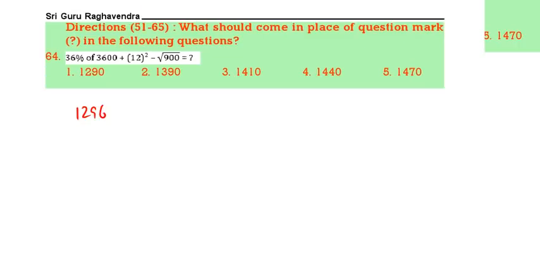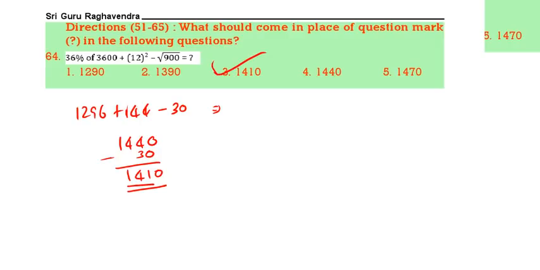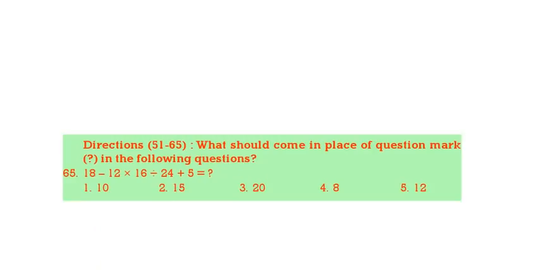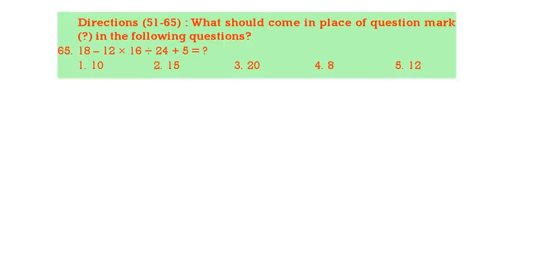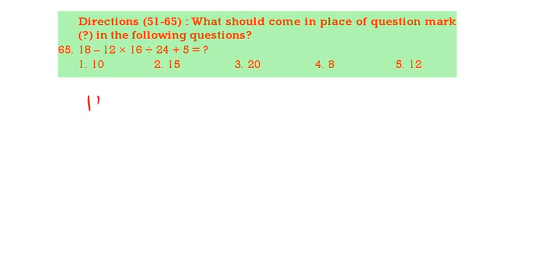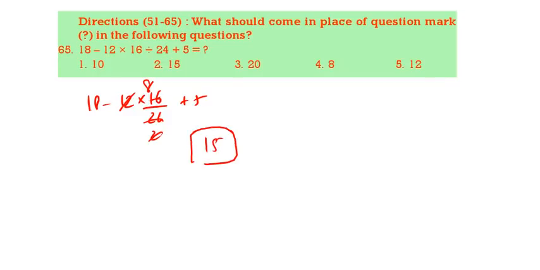36% of 3600, that is 1296 plus 144 minus 30. 1296 plus 144, that is 1440 minus 30. 1410. 1410 is the correct answer. Next question. 18 into 12, 18 minus 12 into 16 by 24 plus 5. 12 ones, 12 twos, 8. So 18 minus 8, 10. 10 plus 5 is 15. 15 is the correct answer. 2 is the correct answer.